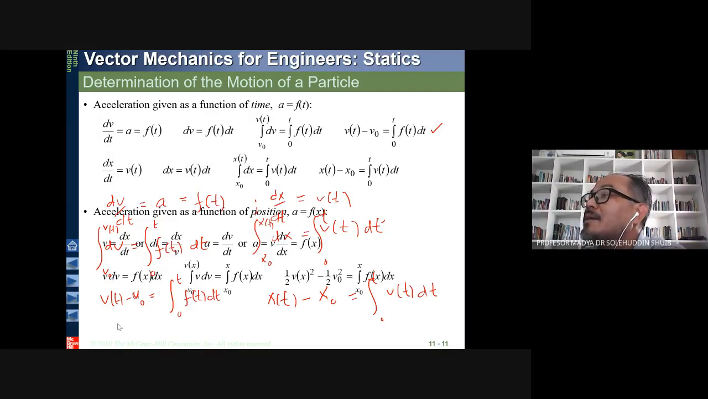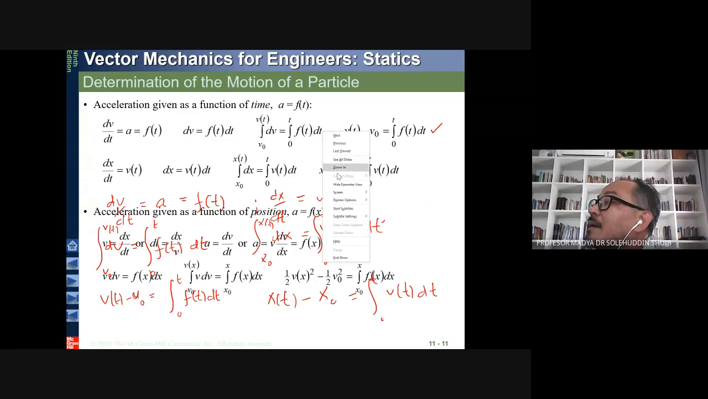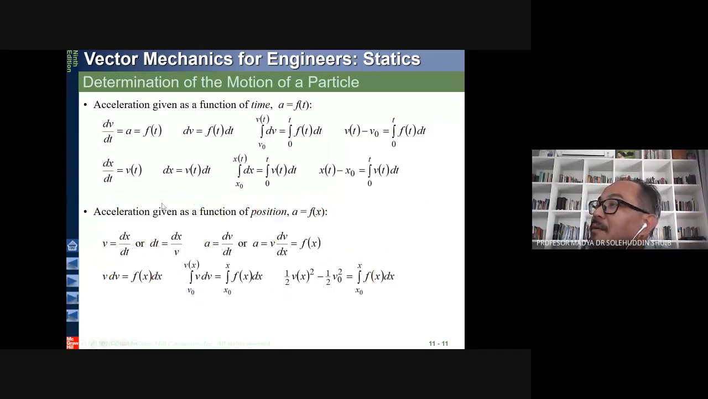Okay, I have done this one. This is a as a function of time. Okay, let me erase all on the slide. All right, we have done the first part, which is acceleration as a function of time. This one, acceleration as a function of position.